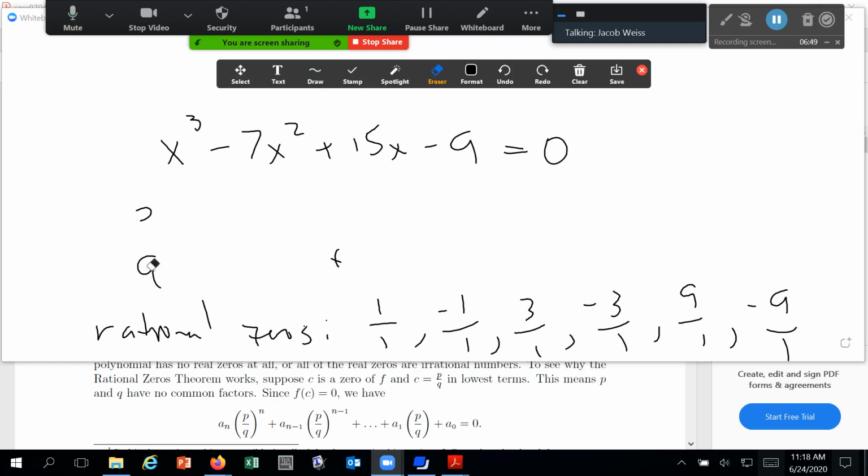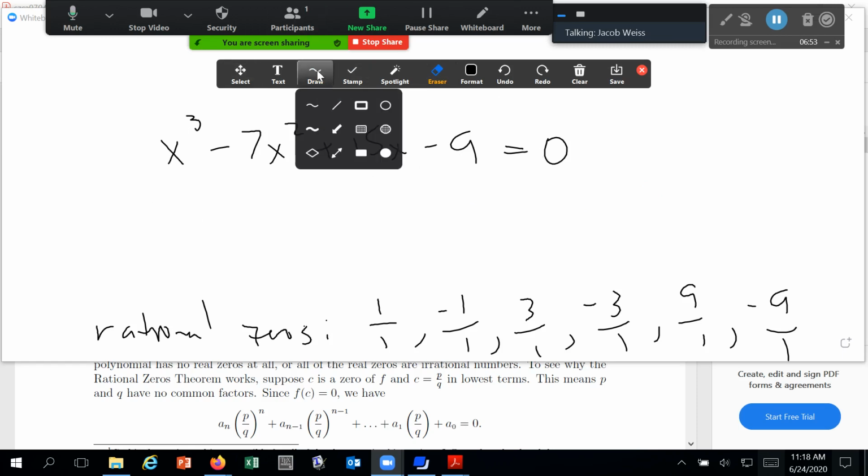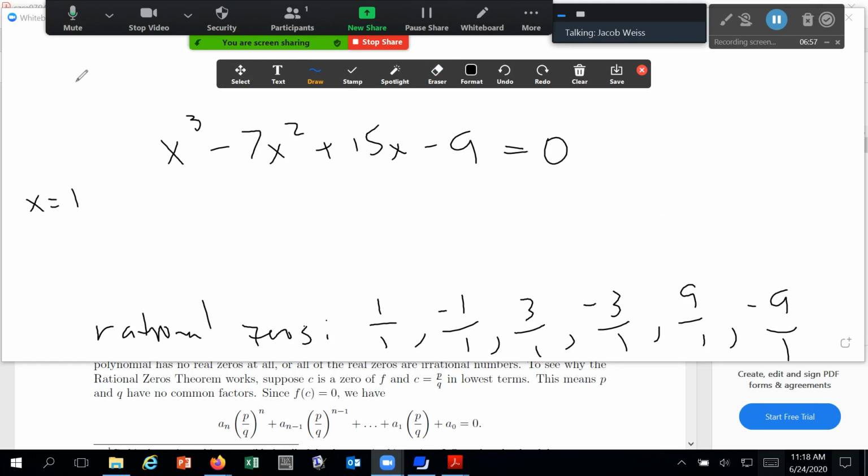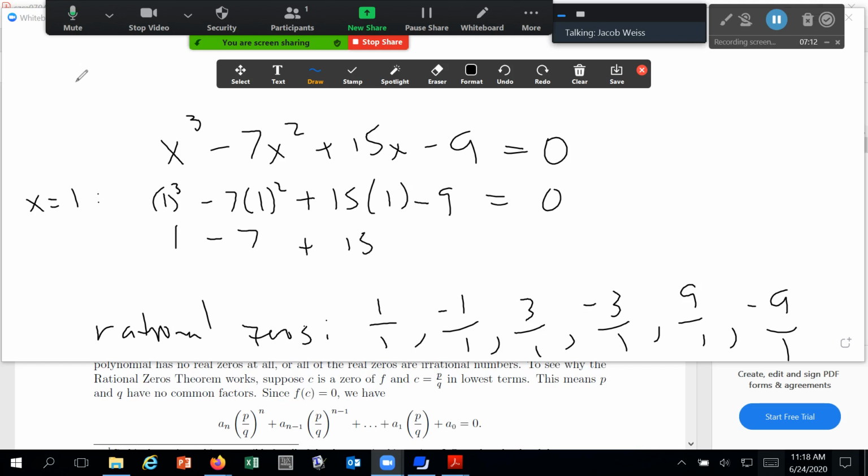So to check them, you just plug them into the equation and see if it gives you a true statement. So let's check x equals 1 divided by 1. So we get 1 cubed minus 7 times 1 squared plus 15 times 1 minus 9 equals 0. So this is going to be 1 minus 7 plus 15 minus 9 equals 0. Hey, how about that? It worked out. The very first one we checked.